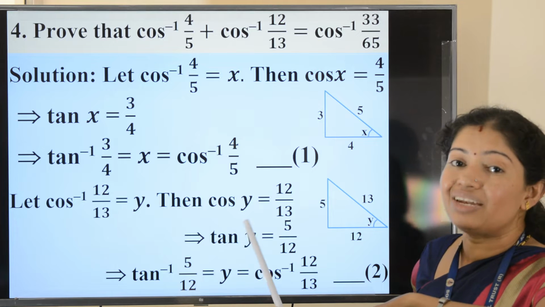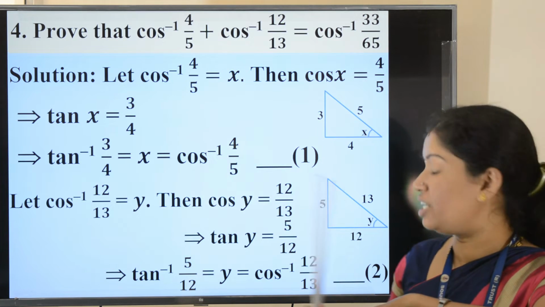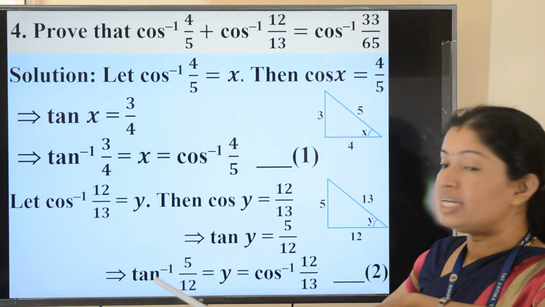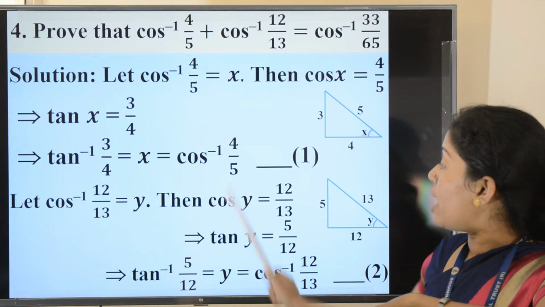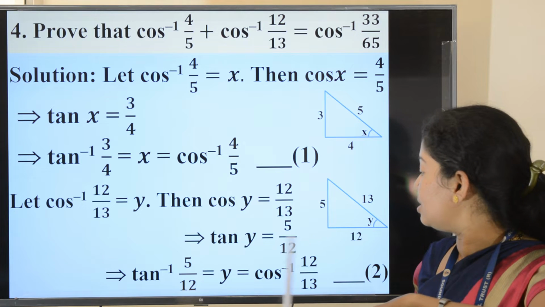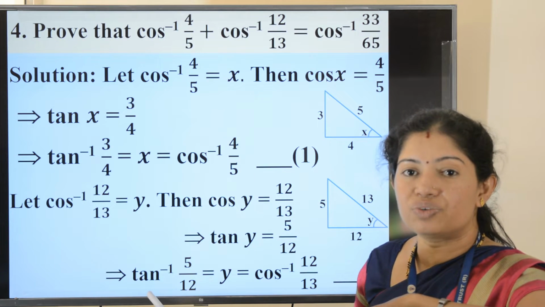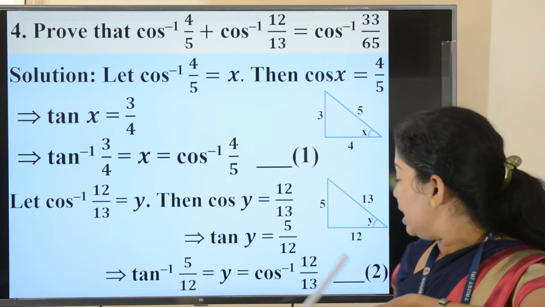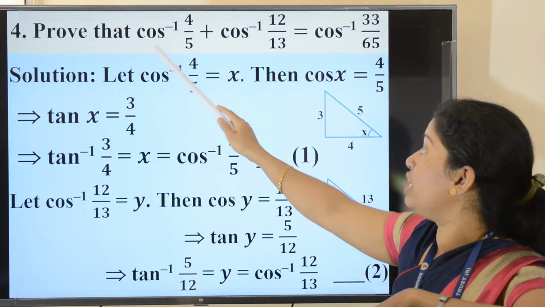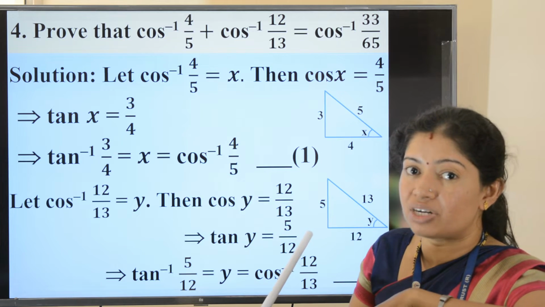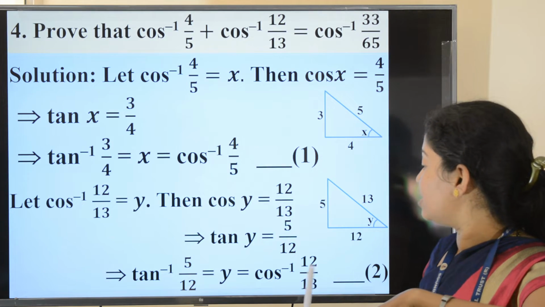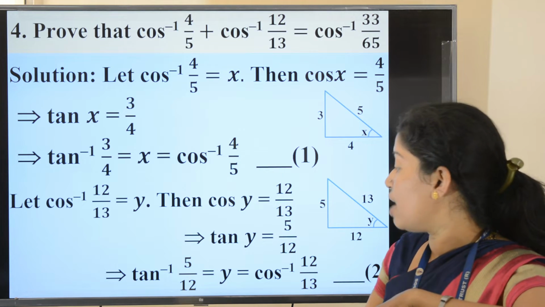Next, find what is tan y. Tan y is what? Opposite by adjacent. So it will be 5 by 12. So if tan y is 5 by 12, then y will be tan inverse of 5 by 12. And this y is nothing but cos inverse of 12 by 13. So here we converted this cos inverse of 12 by 13 in terms of tan inverse as tan inverse of 5 by 12. Take this as equation number 2. So up to now what we did, we converted these two inverse cos functions in terms of inverse tan function. Cos inverse of 4 by 5 changed to tan inverse of 3 by 4, and cos inverse of 12 by 13 changed to tan inverse of 5 by 12.